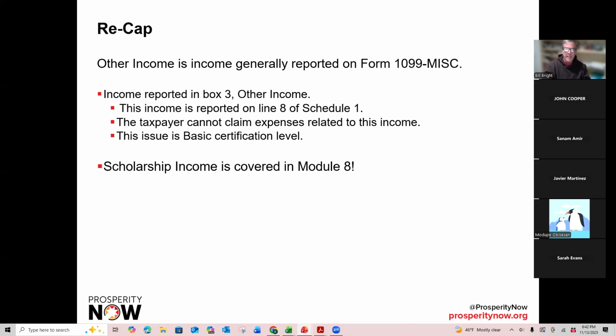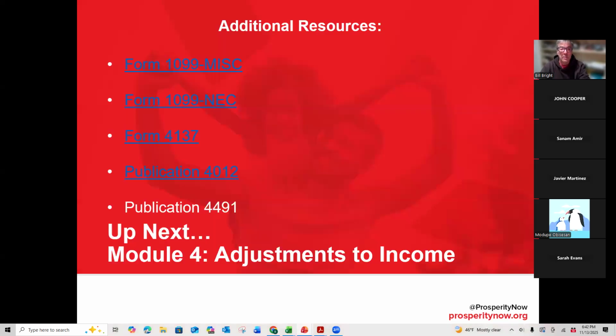Again, other income is generally reported on the 1099 miscellaneous. And again, other stuff, all that stuff generally is basic. Scholarship income, which we see more than you would think. We'll get that over next week in Module 8. Generally, that's for folks that have above and beyond the scholarship that's paying for their tuition and expenses. So particularly room and board. Some people can get hit with a pretty big tax bill depending on, again, how generous the school is.